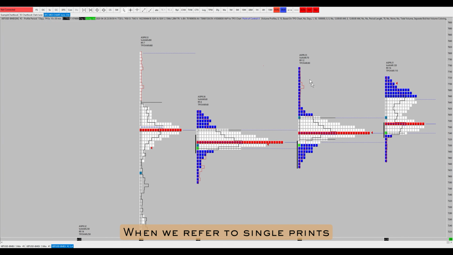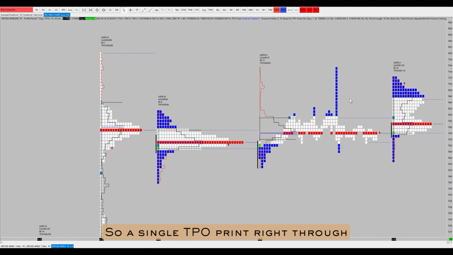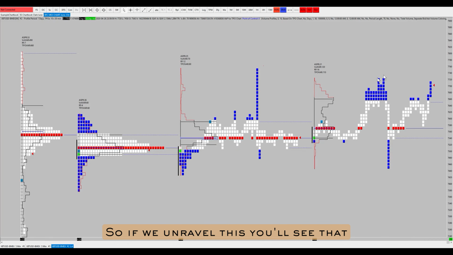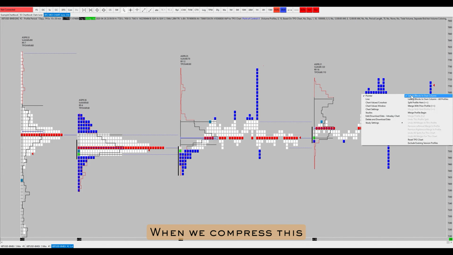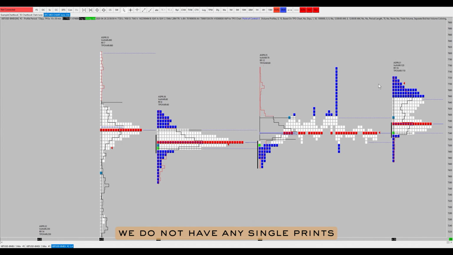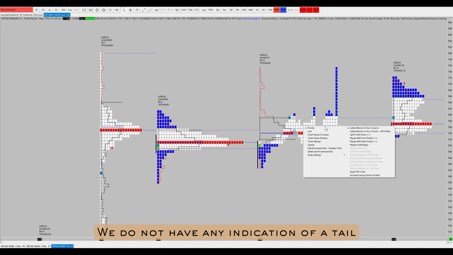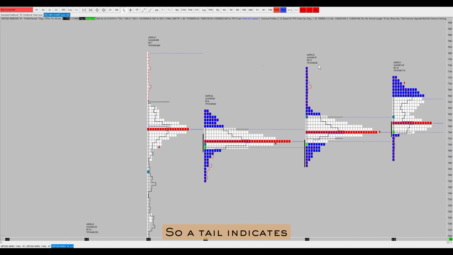When we refer to single prints, we're looking at a structure like this, where you have a single line of prints. So a single TPO print right through, no more than 2 boxes. We have multiple single boxes, no interruption, nothing like this, right? If we unravel this, you'll see that we have 2 prints into the high. When we compress this, we do not have any single prints at the high. We do not have any indication of a tail. So a tail indicates that the market came into this level and very quickly left it, right?